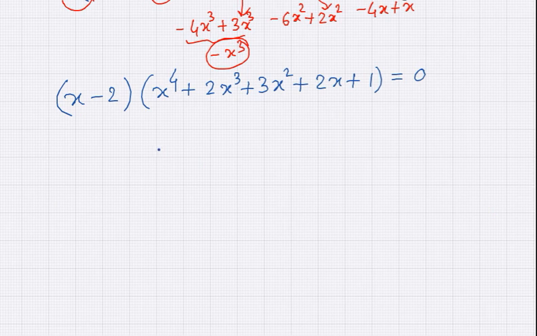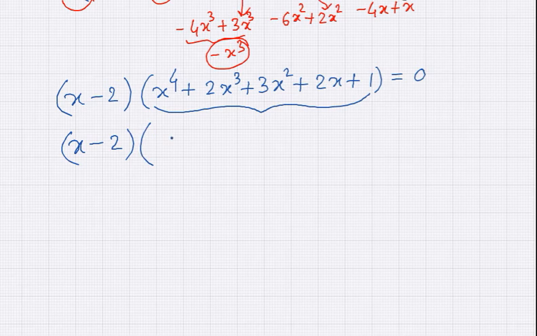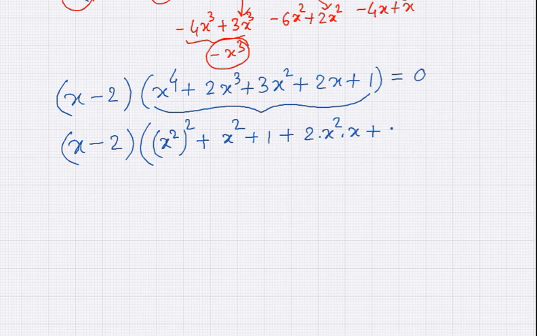You can use this method for any other problems. Now let's try to factorize this biquadratic factor further. For doing that, we can see that this equation can be creatively written as (x square) whole square plus (x) whole square plus 1 plus 2 into x square into x plus 2 into x into 1 plus 2 into x square into 1.